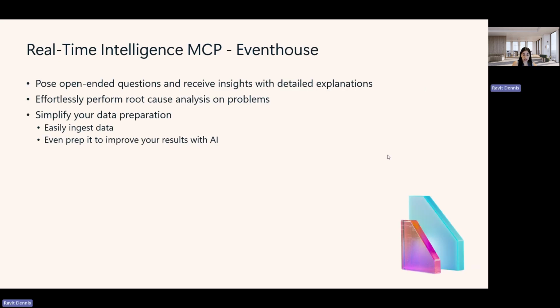I'm going to focus here a little bit on the Event House side of the RTI MCP and what its capabilities are. It allows you to pose open-ended questions and really talk to your data and receive insights on your data. It allows you to do root cause analysis on problems that you find in your data, peaks and any issues that you see. And it also helps you simplify your data preparation, whether it be easily ingesting the data and then restructuring it, all with natural language, or you can do something we call prepare it for AI. We're going to talk a little bit about this later.